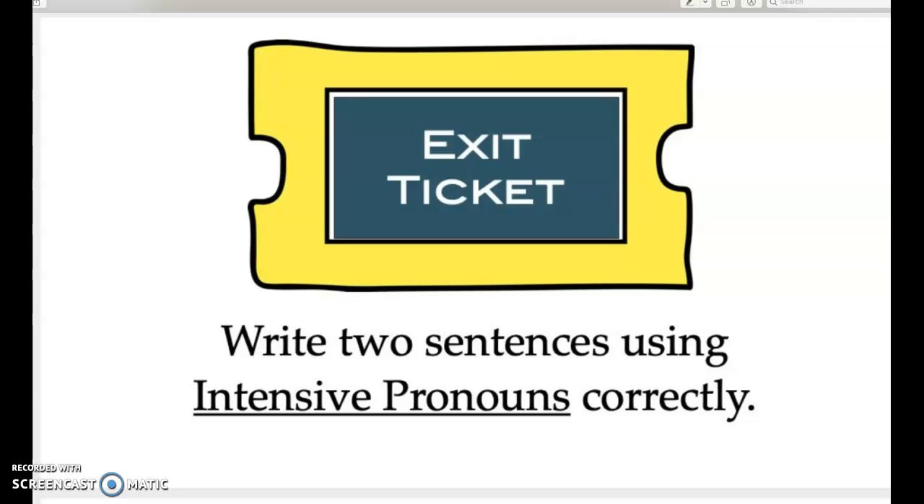When you write your sentence, if you remove the pronoun and the sentence either doesn't make sense or it changes the meaning, you did not write an intensive pronoun. I plan to check these when I get back on Thursday. So make sure you try to write them correctly. When you get done with this, there's another video for you to watch to practice intensive and reflexive pronouns. Do that, and then Mr. Boyd will have your next tasks for you when you get done.